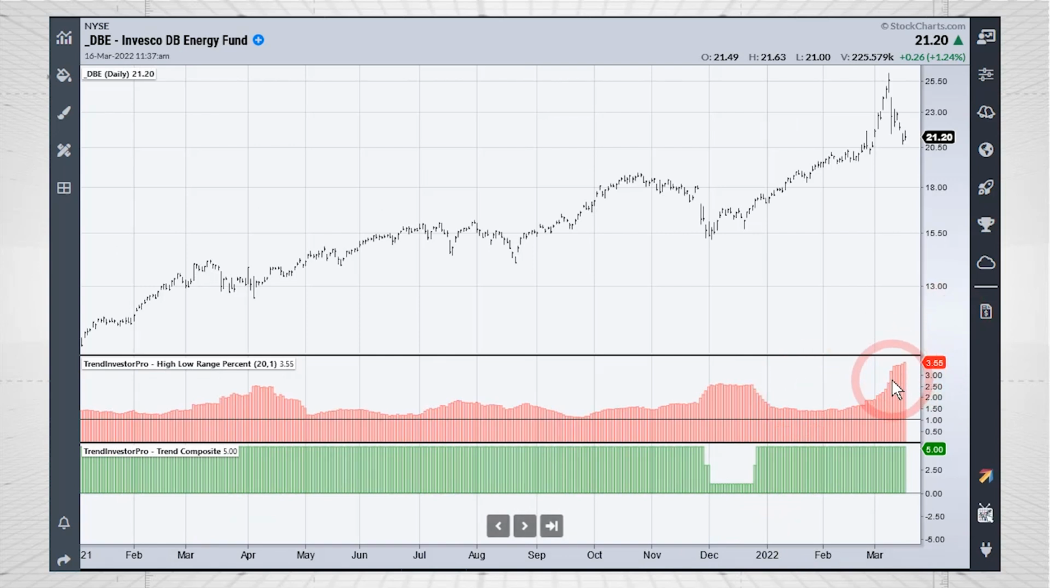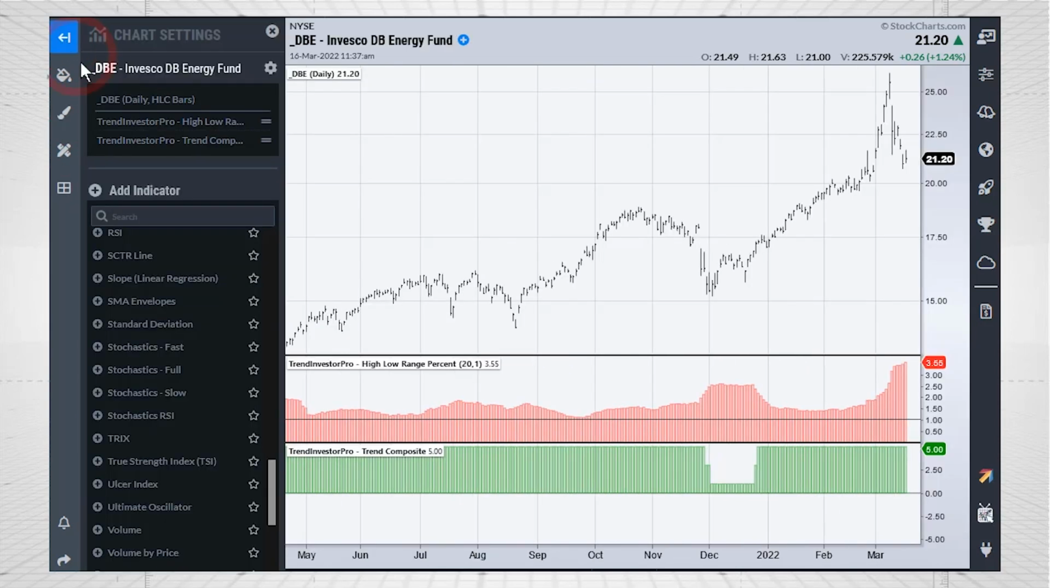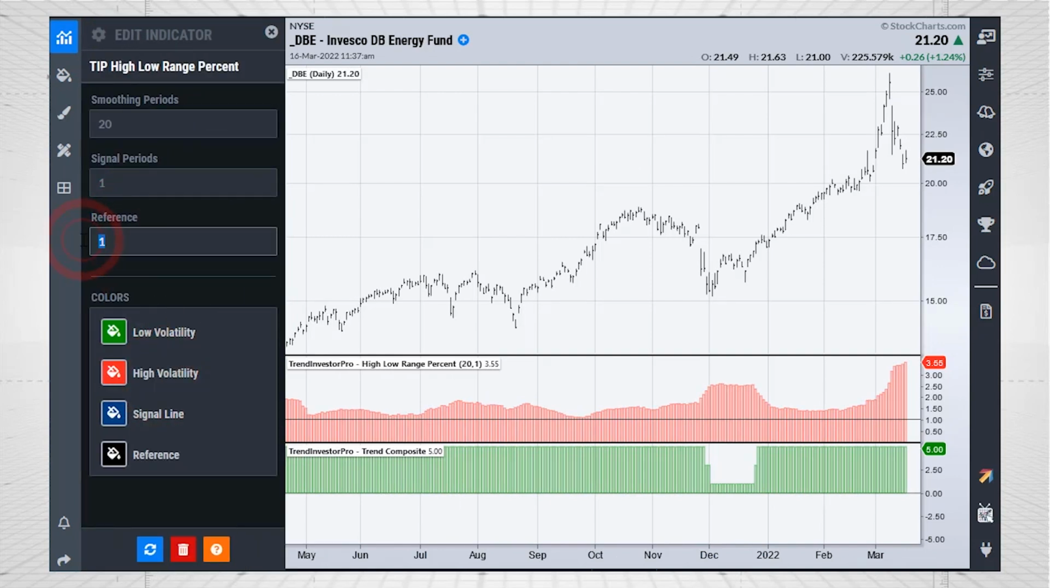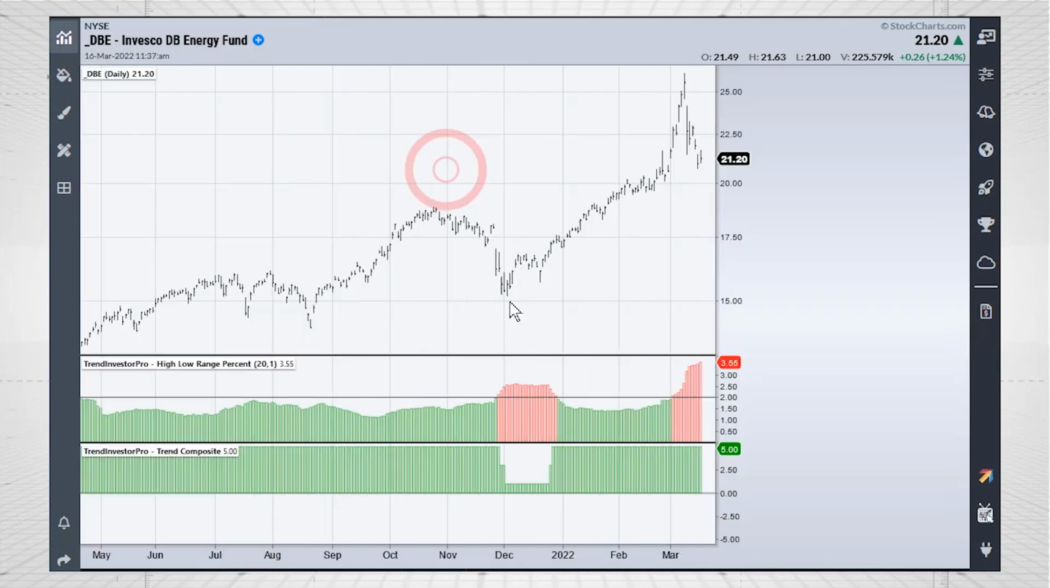So here's the energy ETF. And you can see I've got high-low range percent and all the bars are red. And that's because I've got my reference line at 1, which is where it was for the S&P 500 SPDR. But oil is a lot more volatile than the S&P. More likely, I need to put it around 2 to see some above average volatility. And so I can go to the indicator settings and I can click on the indicator and set the reference to 2. And then I can close it and you can see this will change.